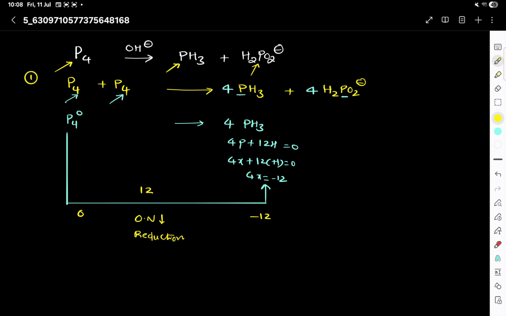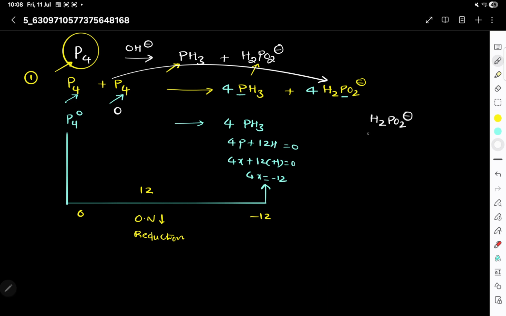So why am I taking 2 reactants? If you take one reactant, it will get confused. So I am considering 2 reactants of phosphorus. Now similarly, you can take the second phosphorus. Phosphorus in the free state is 0. Now you can see what happens from here to here.